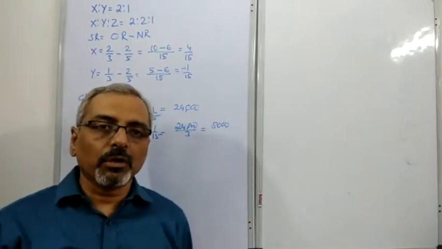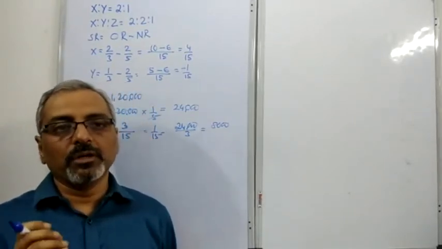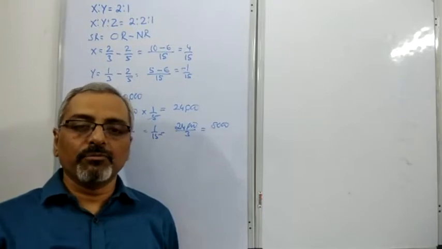Now let us move on with the journal entries. The first journal entry we will do is for the capital and the premium for goodwill brought in.